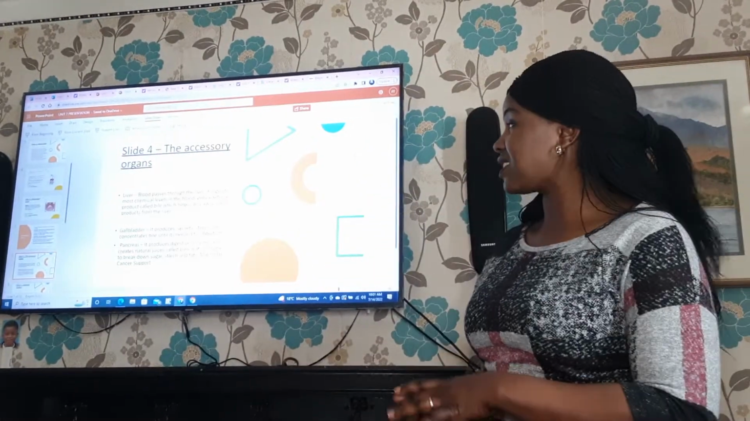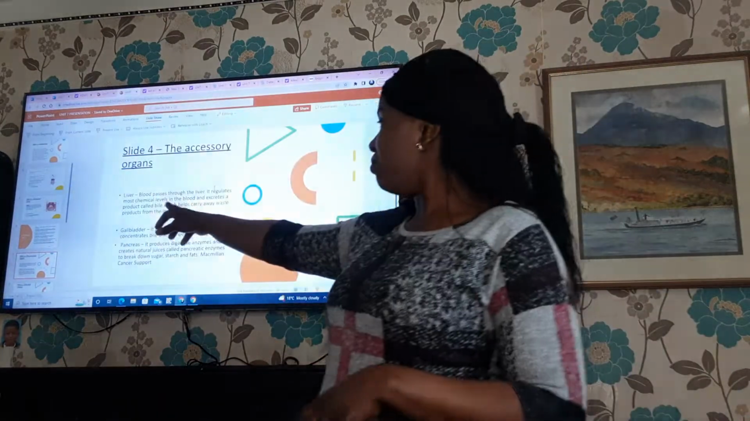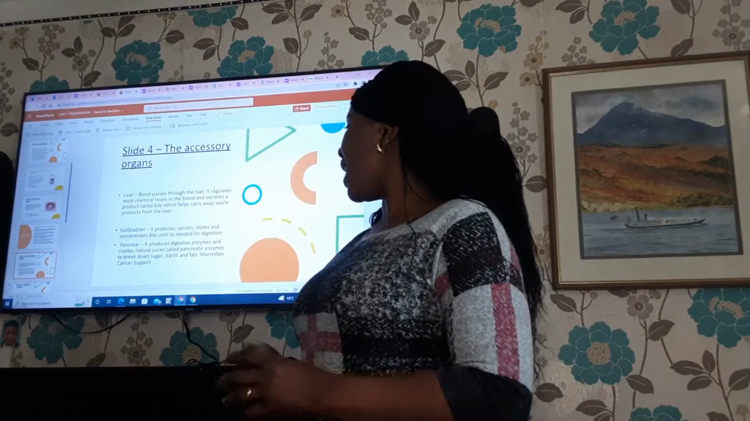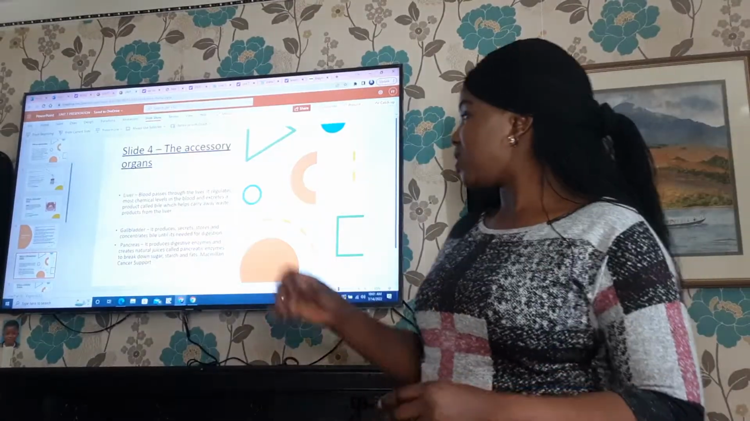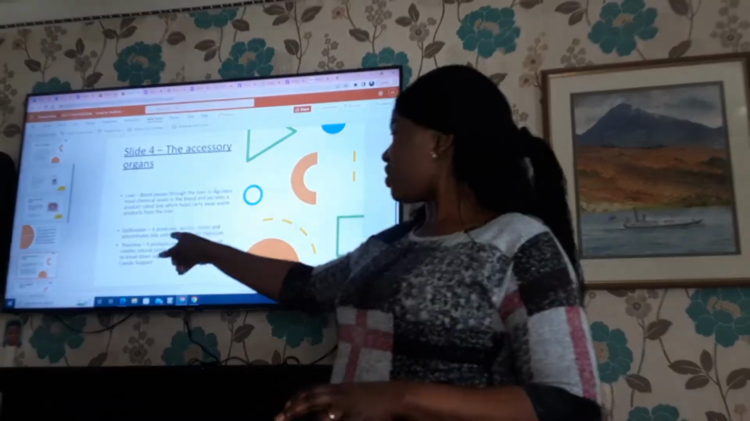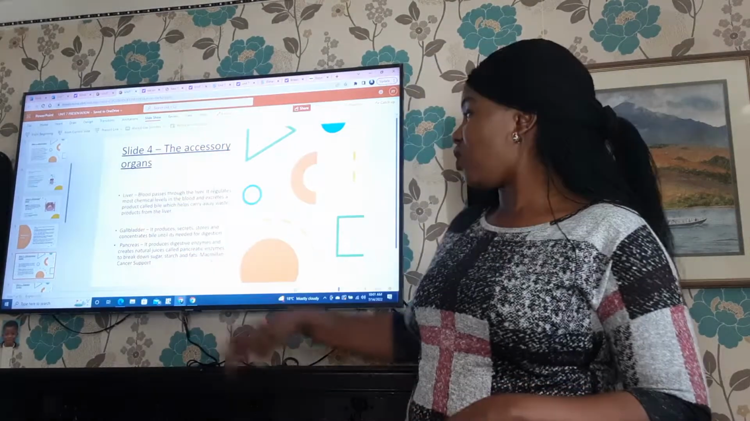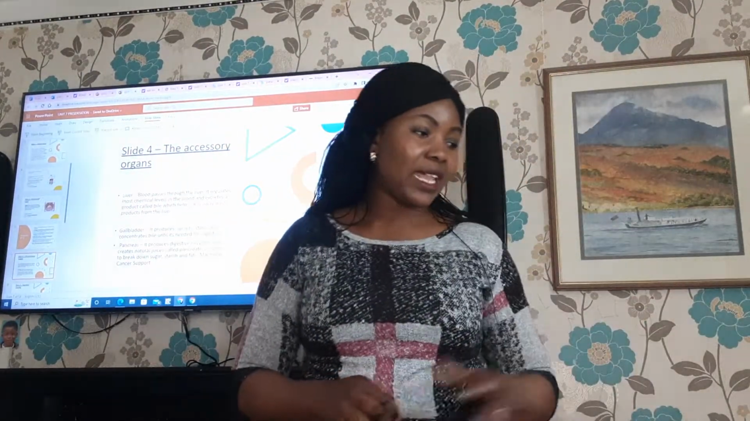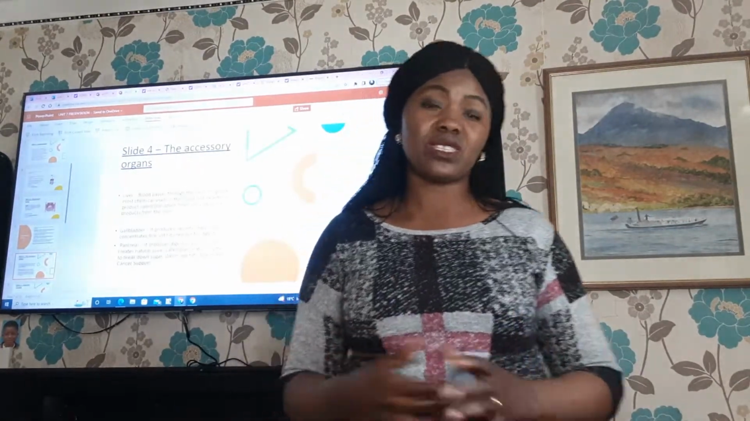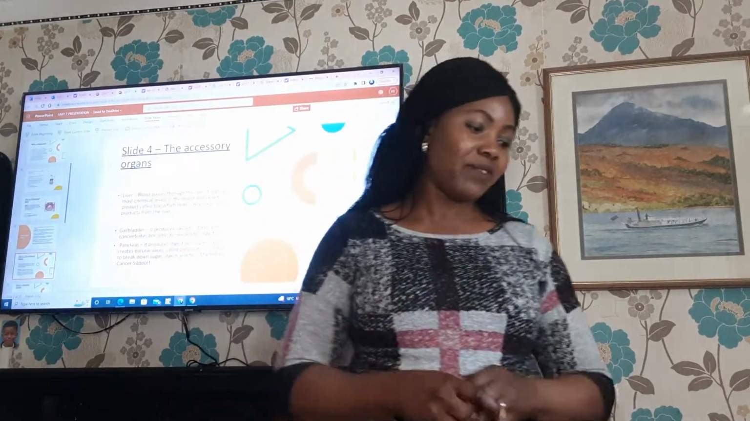The accessory organs are the liver, the gallbladder, and the pancreas. The liver: blood passes through the liver. It regulates most chemical levels in the blood and excretes a product called bile, which helps carry away waste products from the liver. The gallbladder secretes and stores concentrated bile until it's needed for digestion. And then the pancreas produces digestive enzymes and creates natural juices called pancreatic enzymes to break down sugar, starch, and fats.